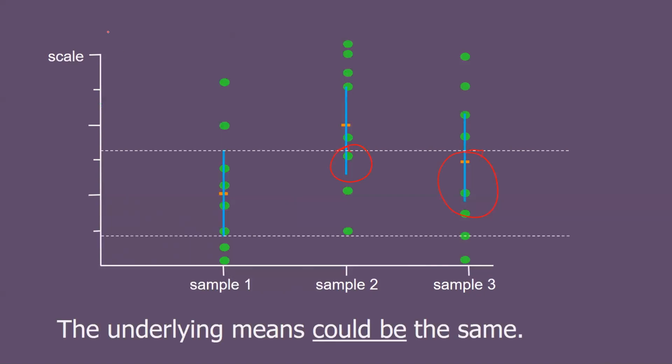And remember, our null hypothesis is that the three means are the same. The null hypothesis here is plausible. So this would give us a big p-value.